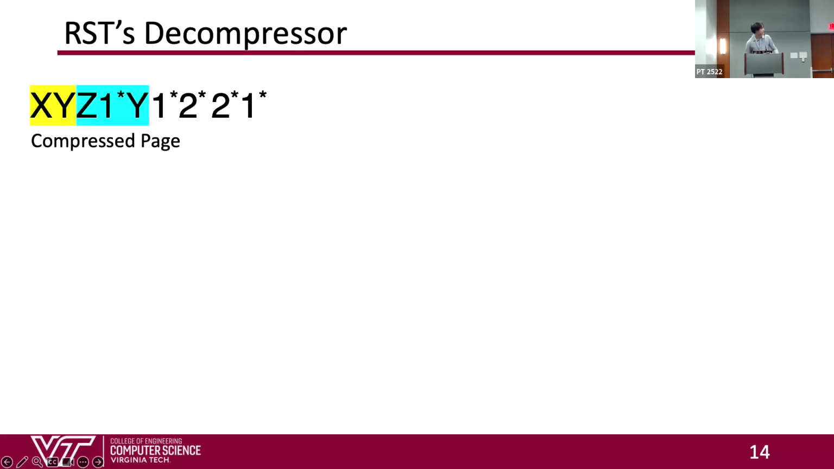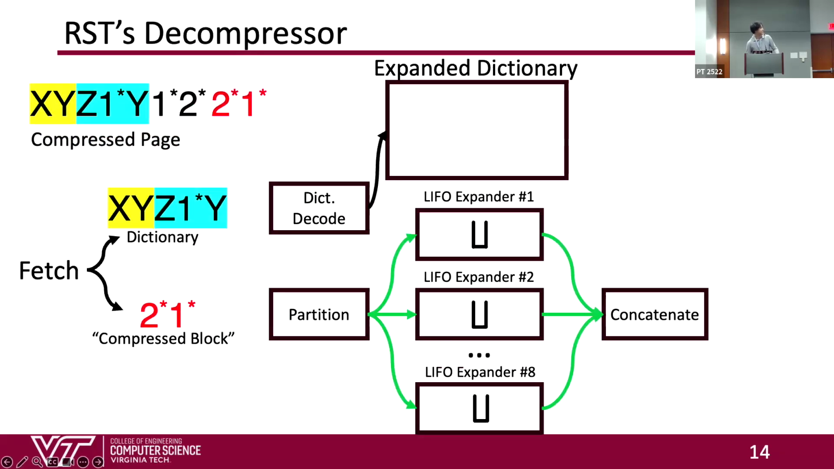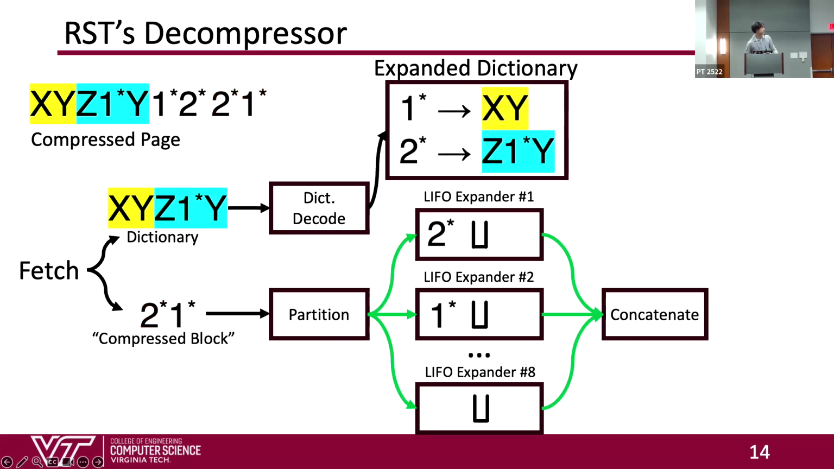And now we can decompress. So here I'm showing an example where we're decompressing just the second half of the page to show this random access capability. This is something that would be impossible with deflate or any LZ algorithm. So first, you can partition the compressed block across multiple of these LIFO expanders, and the dictionary gets expanded.